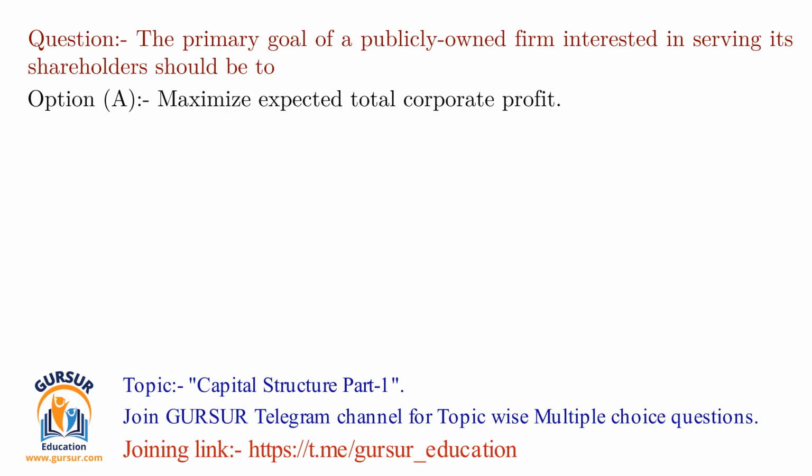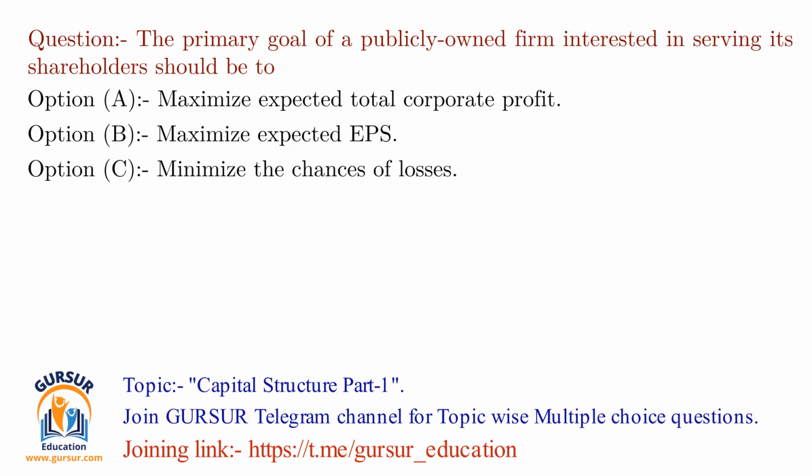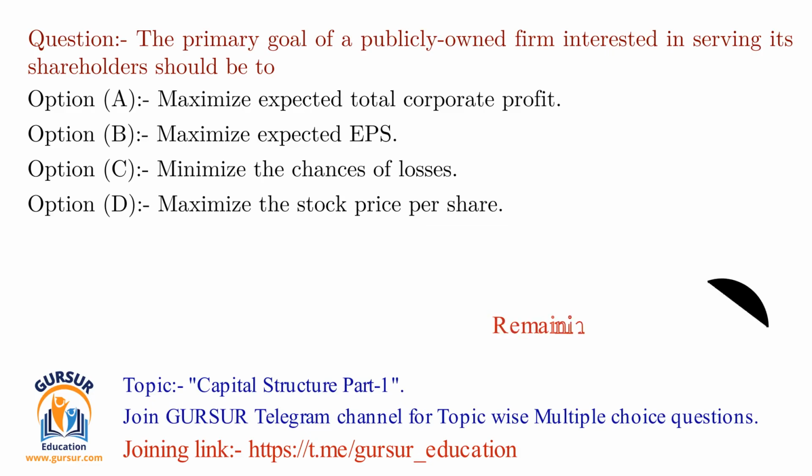Option A is maximize expected total corporate profits. Option B is maximize expected earnings per share. Option C is minimize the chances of losses. And option D is maximize the stock price per share. And your time starts now.